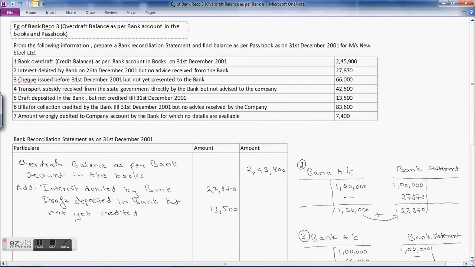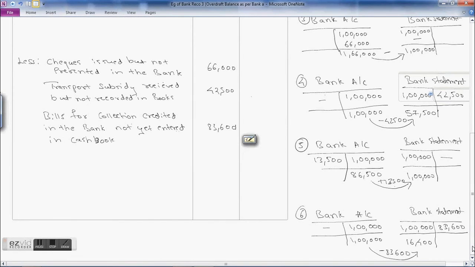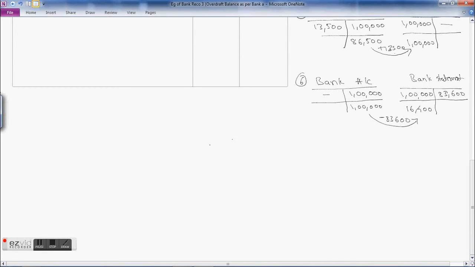Amount wrongly debited to the company account by the bank for which no details are available. So what has happened is the amount has been wrongly debited by the bank, that is, the bank has wrongly debited our account for some amount for which they don't have details. Usually, practically, what happens in such cases is we need to intimate the bank that they have wrongly debited our account. So what they will do is reverse that entry subsequently. So now for the purpose of bank reco, we'll consider this. Okay, bank account, bank statement.